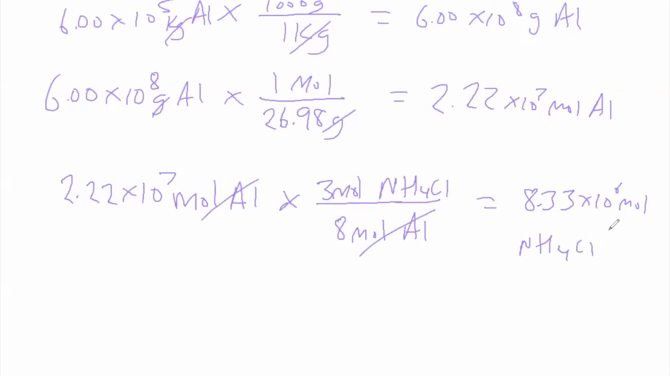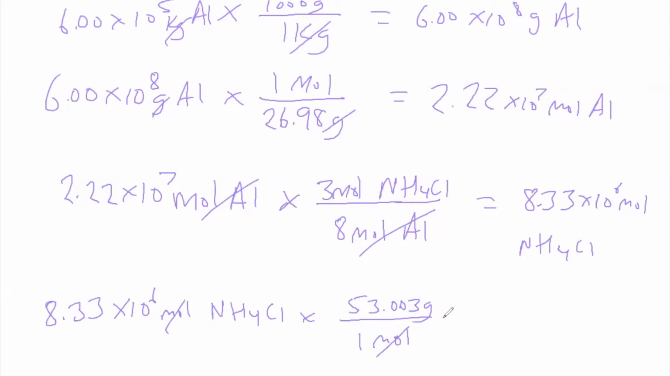And they're asking how much is produced, so they usually want grams. So we'll convert that to grams next. Look at the molar mass of ammonium chloride, it's 53.00 grams per mole. So that would give us 4.41 times 10 to the 8th grams of ammonium chloride.